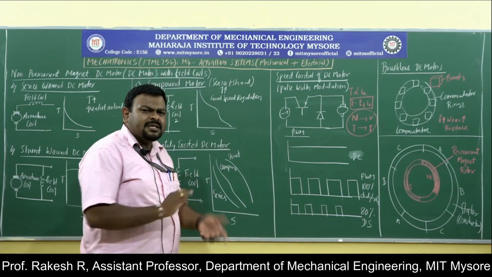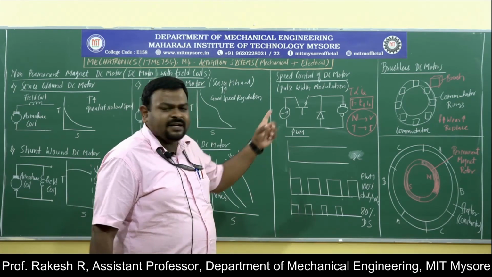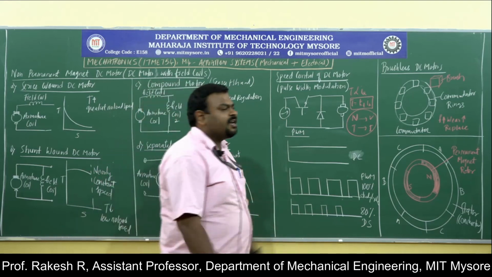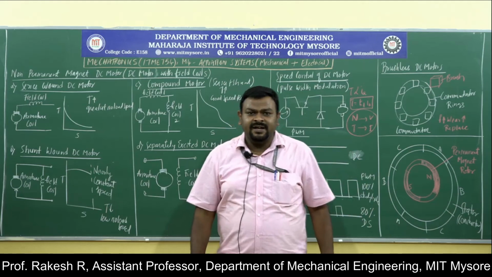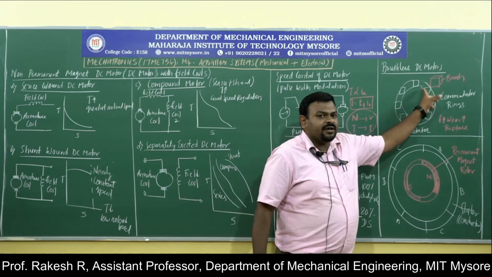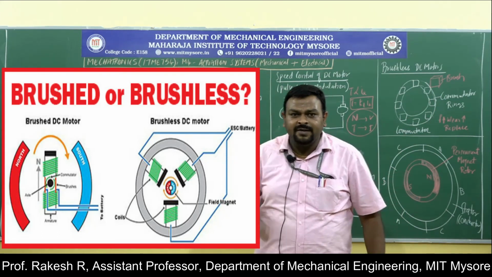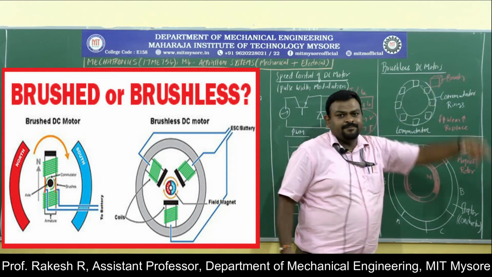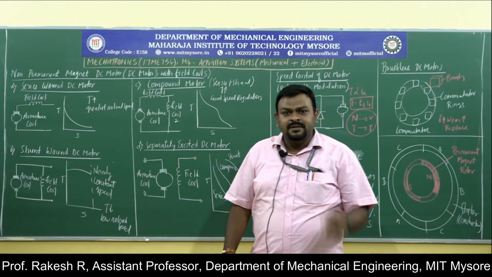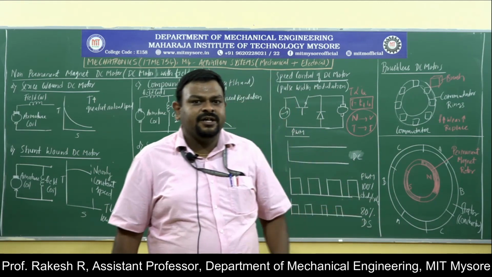Next, since we are using the brush type, in the brush type there is a commutator and a brush. Because of the contact of the brush with the commutator, you need to change the brush frequently. Since there is a sliding contact, what happens? Friction will be generated. Because of friction, more heat will be generated. Because of heat, wear and tear of the part will take place, and the brush will get worn out. Because of this, continuous replacement of brushes is essential in the case of DC motor.